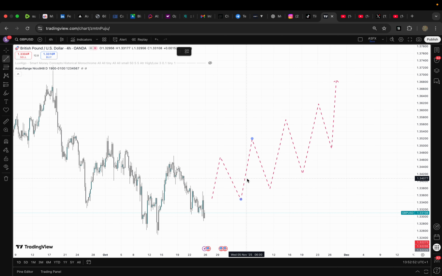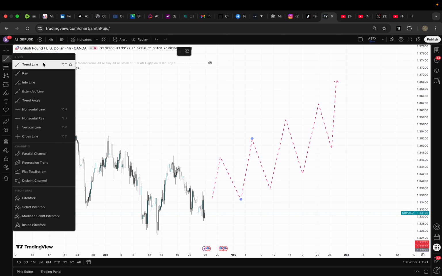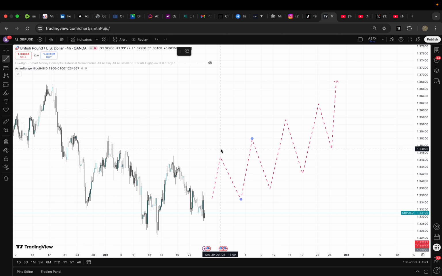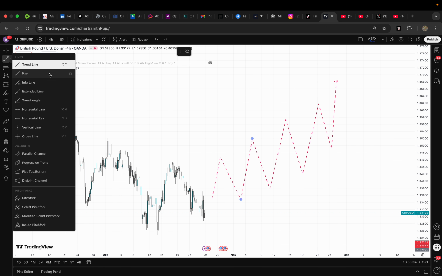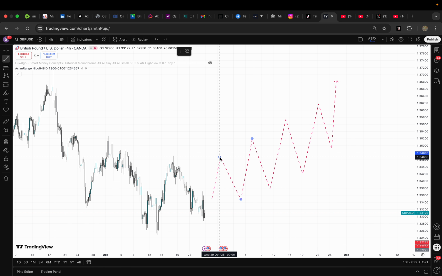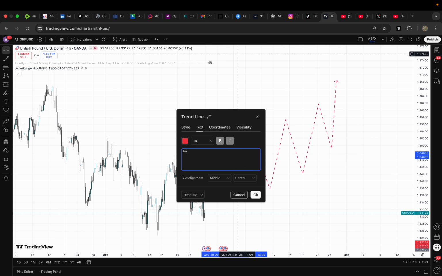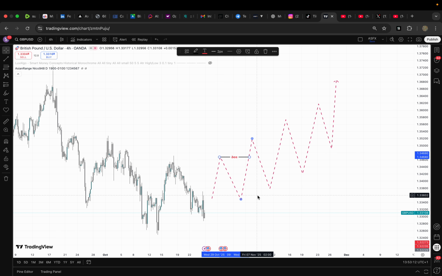A valid break of structure, well, I believe if you're watching this video, you should know what a break of structure is. But if you don't know what a break of structure is, a break of structure is when price breaks the previous low. So here now we can see that price broke below this previous high here, which is called a break of structure. We're going to mark it out as a break of structure.